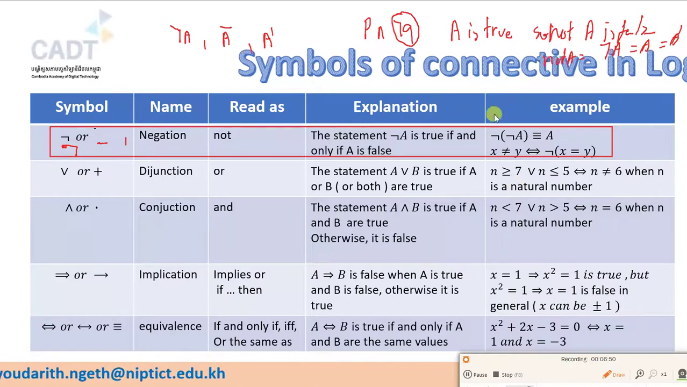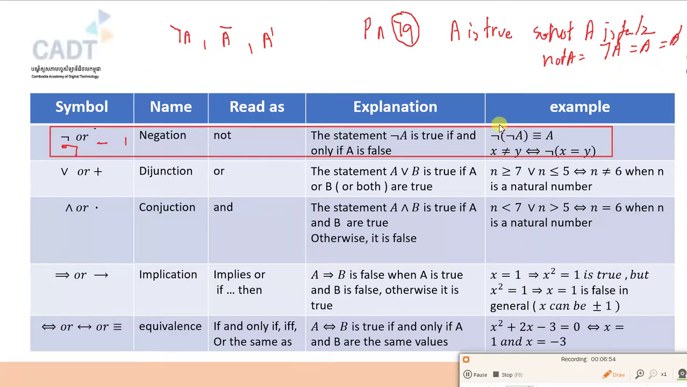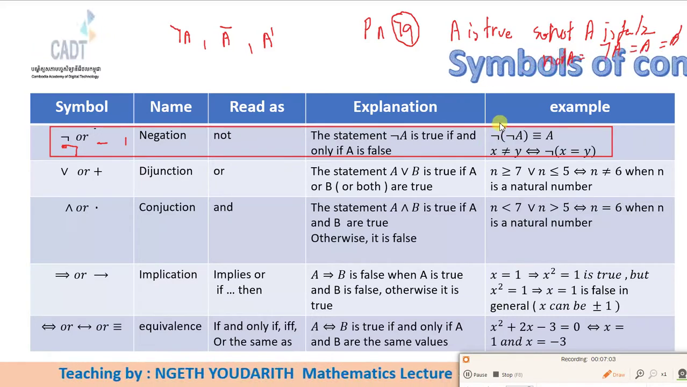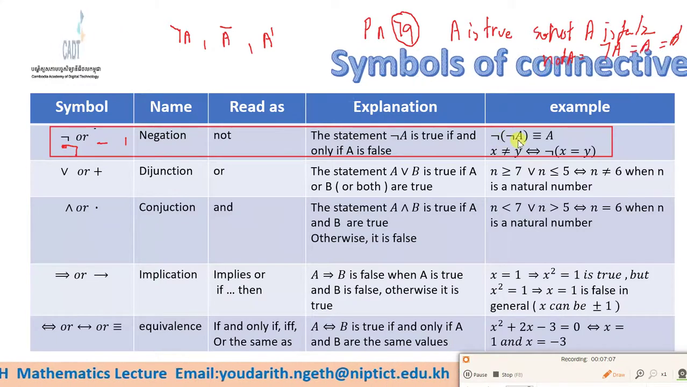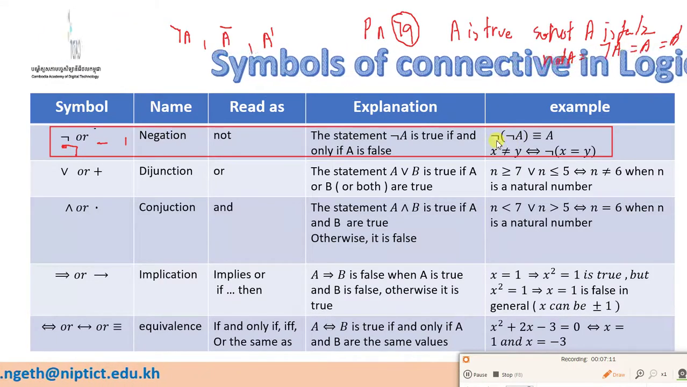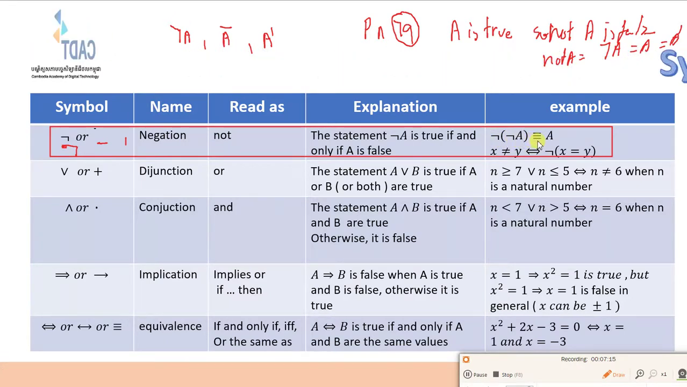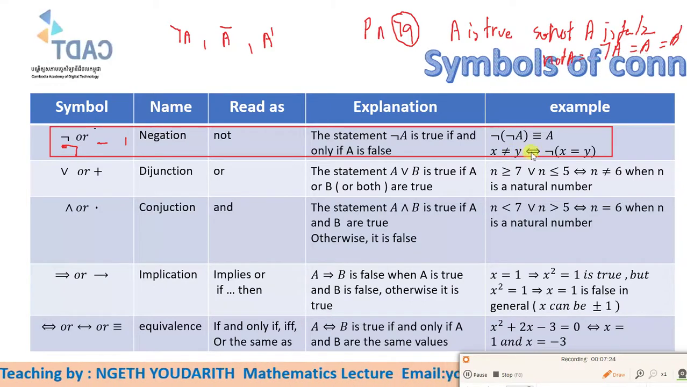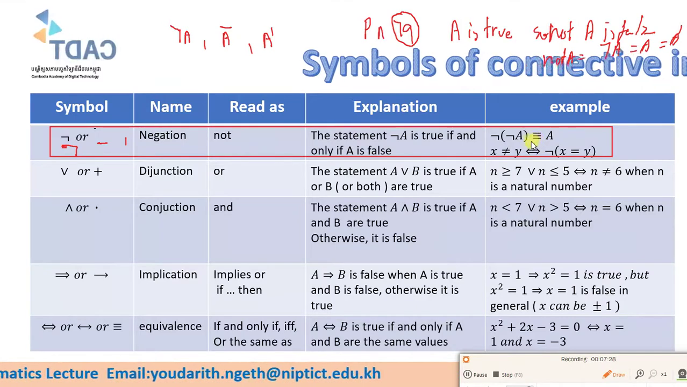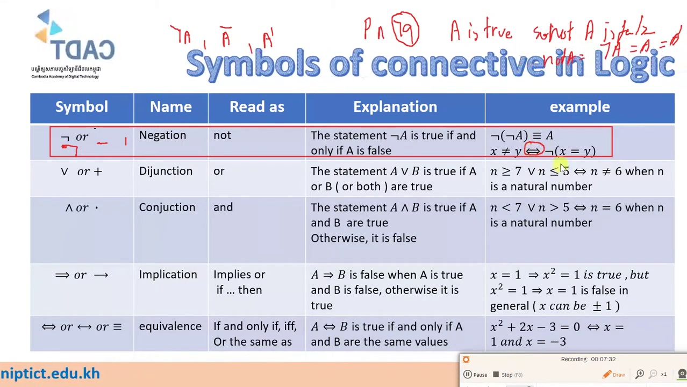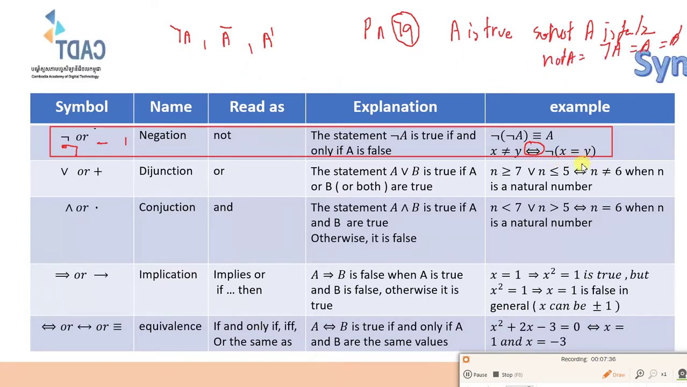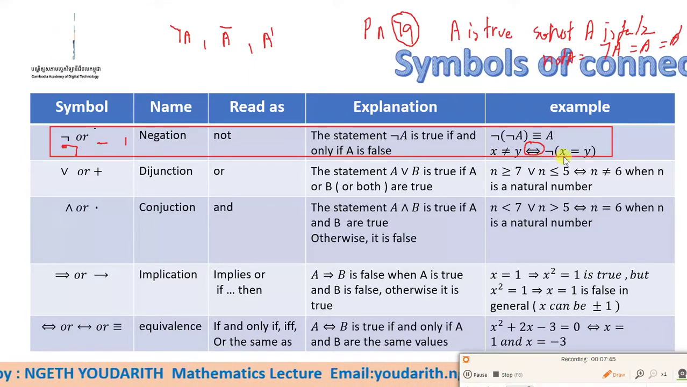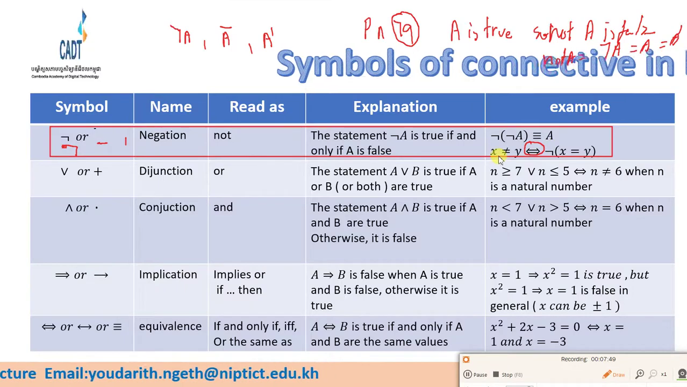This is not A. And for an example or property, not and not is like our operation: negative and negative is positive. So negation of negation is possible: not not A is equivalent to A. Example: X is not equal to Y. If and only if, or equivalent, not (X equal to Y). X not equal to Y is equivalent to not (X equal Y). This is the meaning of X not equal Y.